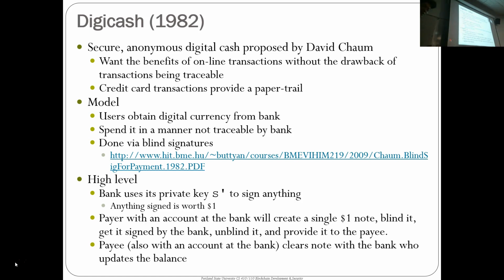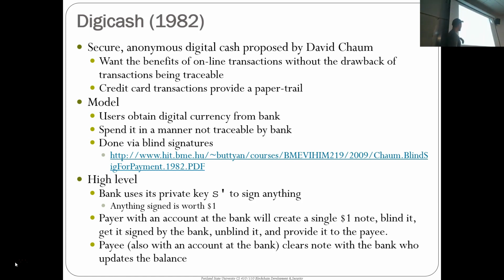So at the highest level, there is a bank with a private key, S prime, and this private key will sign anything. Anytime this private key signs something, the signature is worth $1, let's just say, in this system at least. Then the payer with an account at the bank will create a single $1 note by asking the bank to sign something. As part of this, the bank is going to debit $1 from my account. And then I'll have this signed note that is worth $1, because the bank signed it, that I'll retrieve from the bank. Okay?